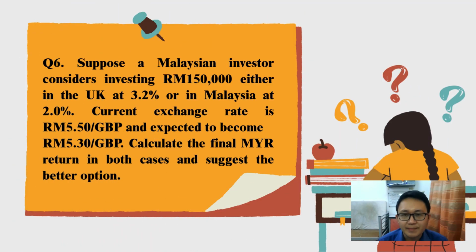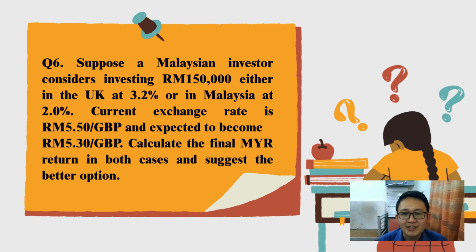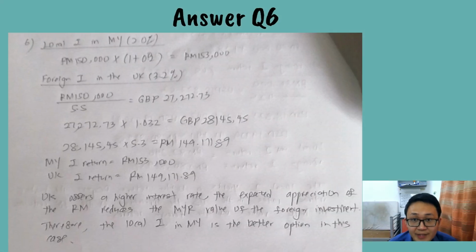So question number 6. Suppose a Malaysian investor considers investing 150,000 either in the UK at 3.2% or in Malaysia at 2%. The current exchange rate is 5 ringgit and 50 cents and is expected to become 5 ringgit and 30 cents. Calculate the final Malaysian returns in both cases and suggest a better option. So here is the answer for question number 6.